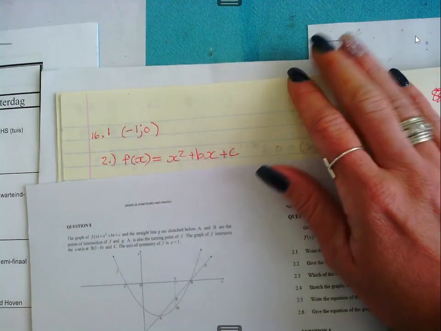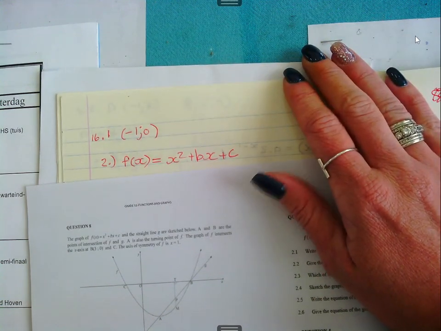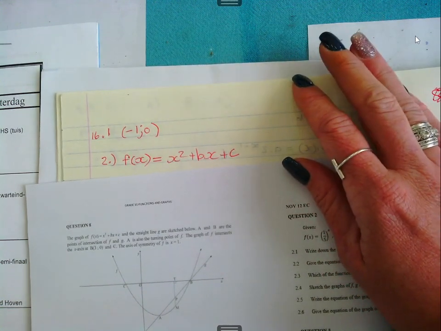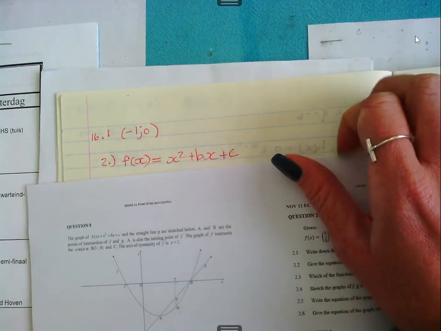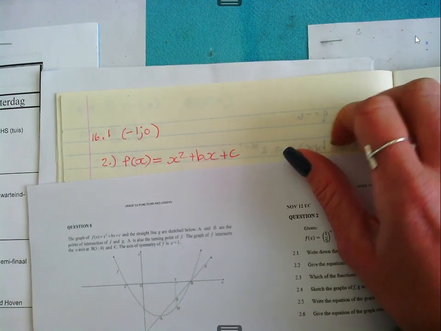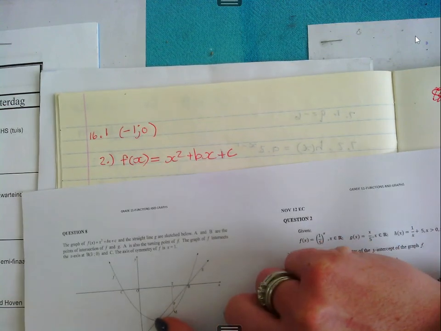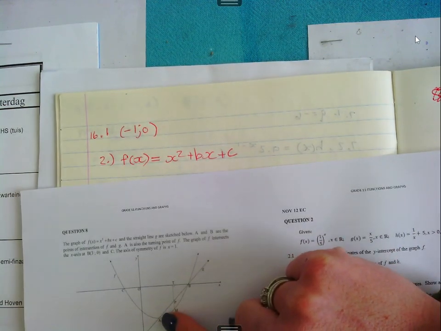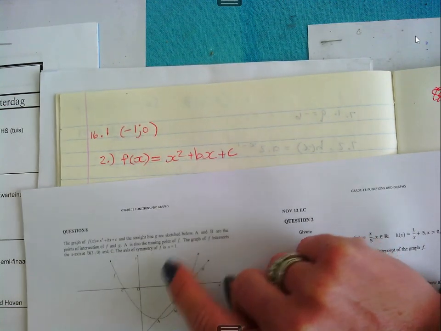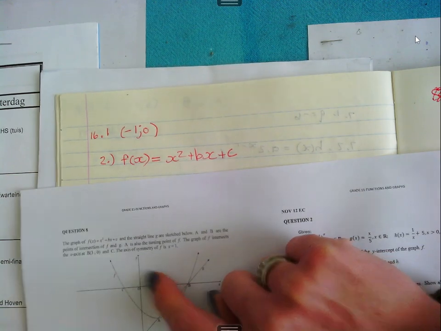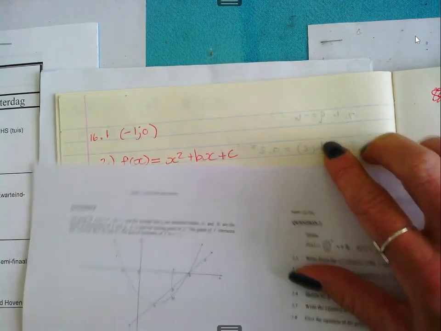Okay, the first question was write down the coordinates of C. We spoke about this yesterday. It's -1 and 0. You find that because you have B and then you have the x value of the axis of symmetry. So 3 to 1 is -2 and then 1 minus 2 is going to be -1. That's how you get it.